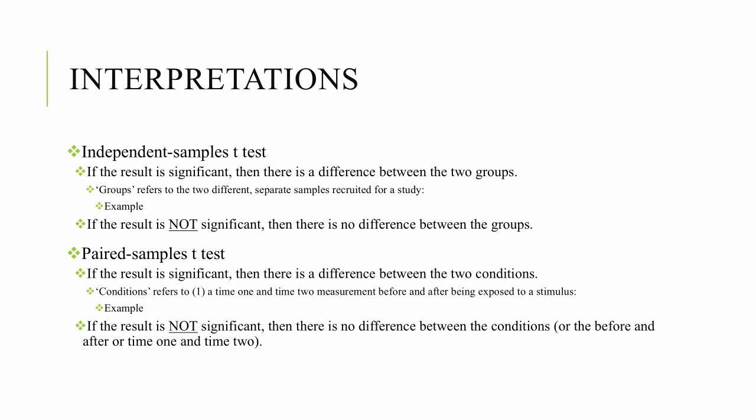So in my SPSS example, the paired sample is going to be before the event and after the event. If the result is not significant, then there's no difference between the conditions, or the before and after, or time 1 and time 2.